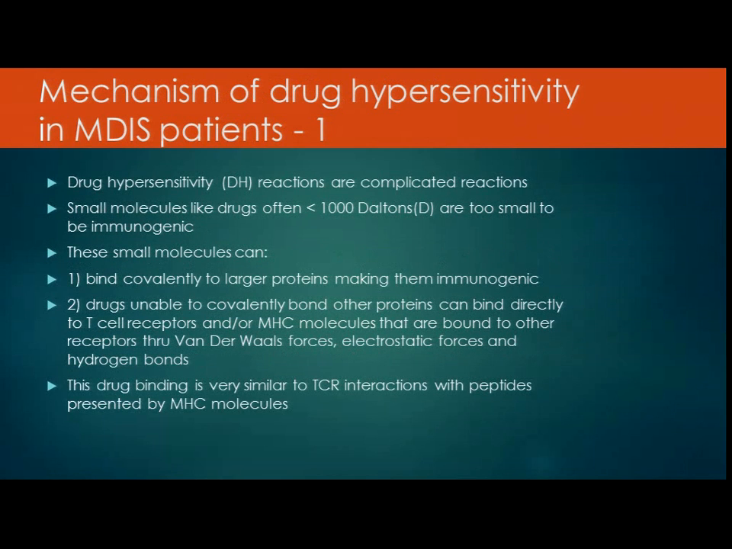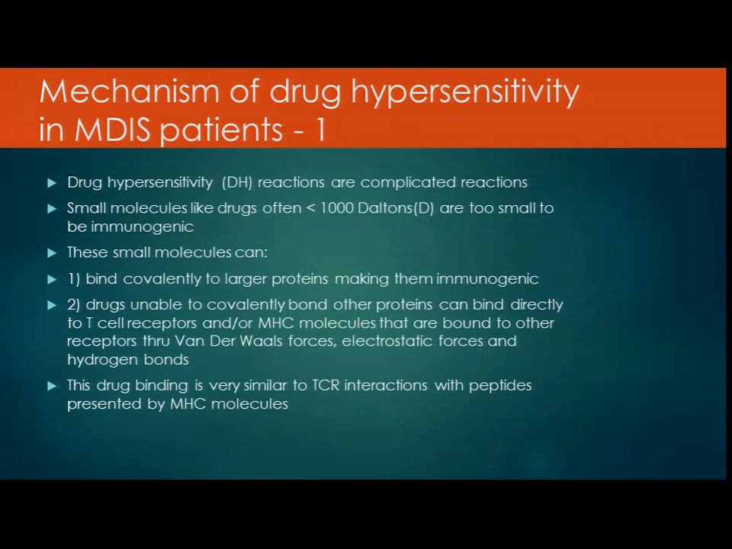So now, if you believe that this entity truly exists, which I think Macy's trying to make a convincing argument that it doesn't exist in very many people, there's some interesting mechanisms that have been postulated, and the one that's the most appealing is this pharmacologic interaction with MHC and T-cell receptors directly. So these are pretty complicated reactions. Usually the molecules involved are less than 1,000 Daltons, and we're all trained that they're too small to be immunogenic. So they can either become immunogenic by, number one, binding covalently to a larger protein. Number two, they can bind directly to the T-cell receptor or the MHC molecule through van der Waals forces, electrostatic forces, or hydrogen bonds.